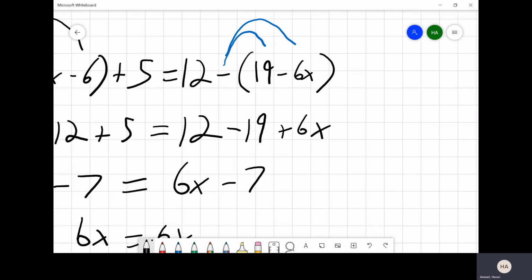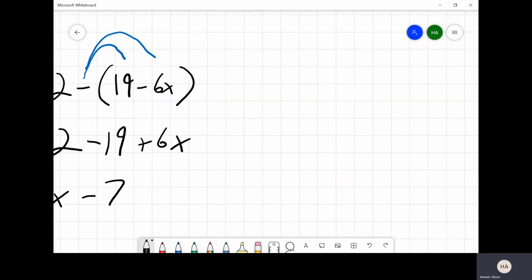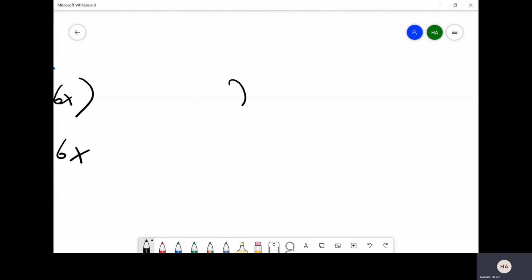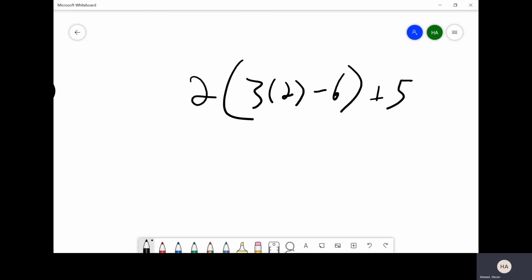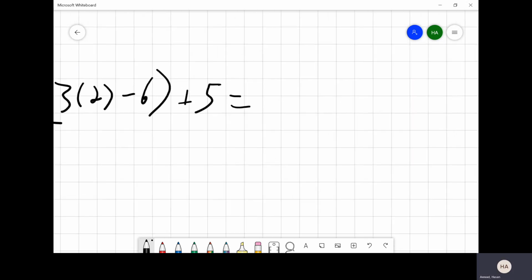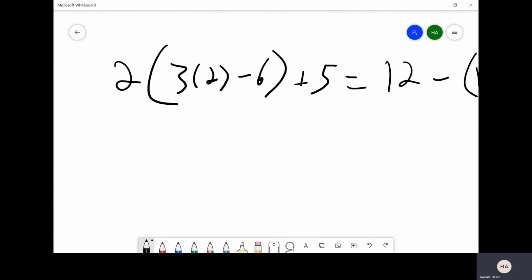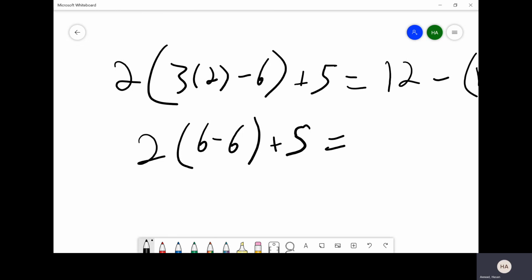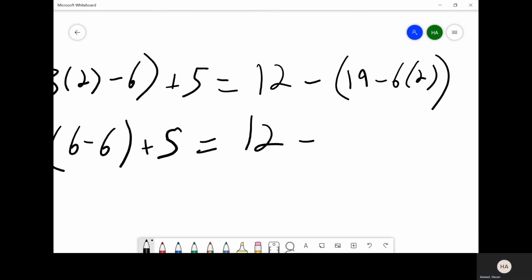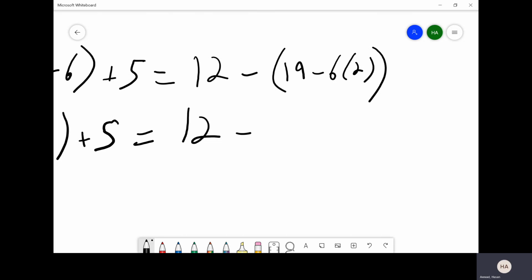Let's say 2, right? So if x is equal to 2, then what I'm going to do is plug in 2 wherever there's an x. So 2 times 3 times 2, because there was an x there, minus 6, plus 5, is equal to 12 minus 19 minus 6 times 2 here. Okay, so now let's go ahead and just do our check. So 2 times 6 minus 6 plus 5 is equal to 12 minus, and now we have 19 minus 6 times 2.